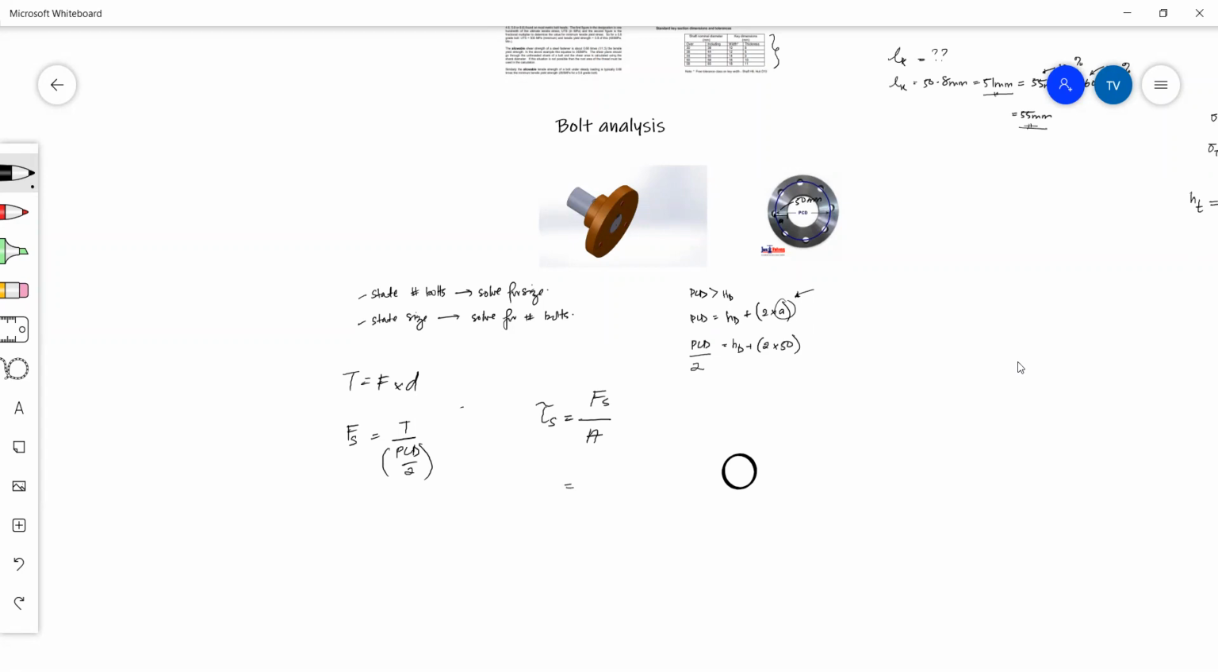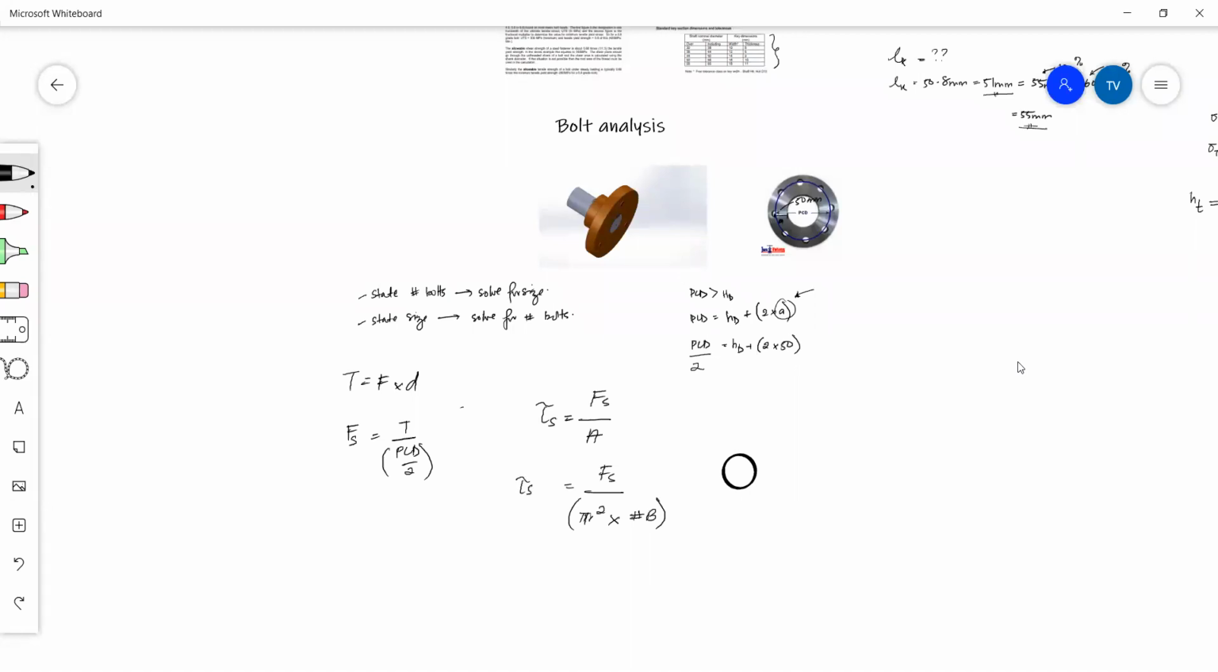This force we've calculated here, and we'll plug it in here. The area will be the area of the bolts. So the bolts are circular in cross-section. They have a round cross-section. So the area of a circle is pi r squared times the number of bolts that you have. That's the total area.